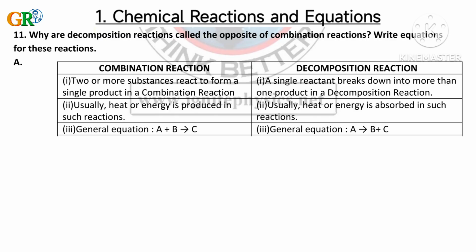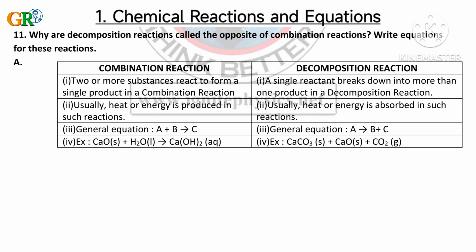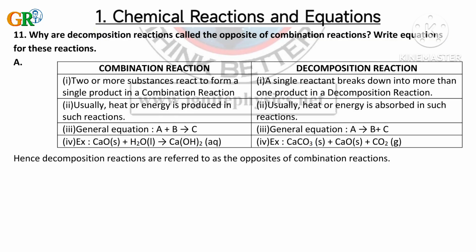General equation for decomposition reaction is A gives rise to B plus C. Fourth point, example for combination reaction is CaO plus H2O gives rise to Ca(OH)2. Example for decomposition reaction is CaCO3 gives rise to CaO plus CO2. By observing these 4 points, we can say decomposition reactions are referred to as the opposites of combination reactions.